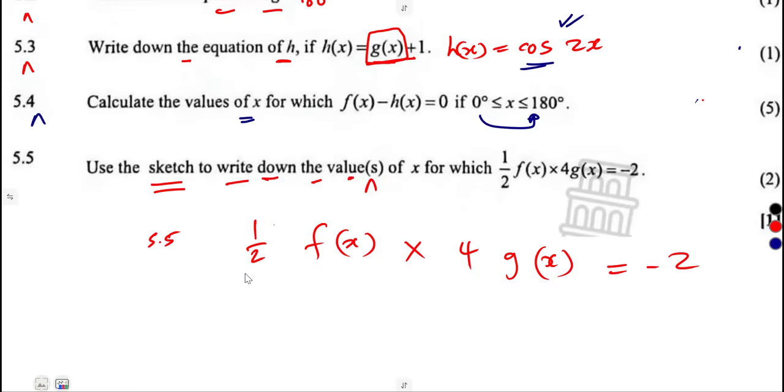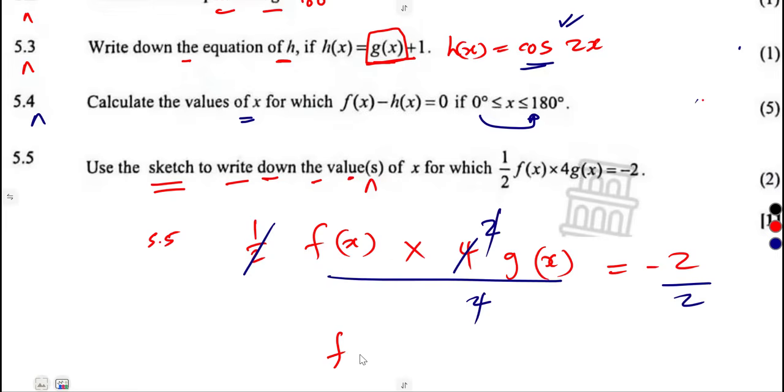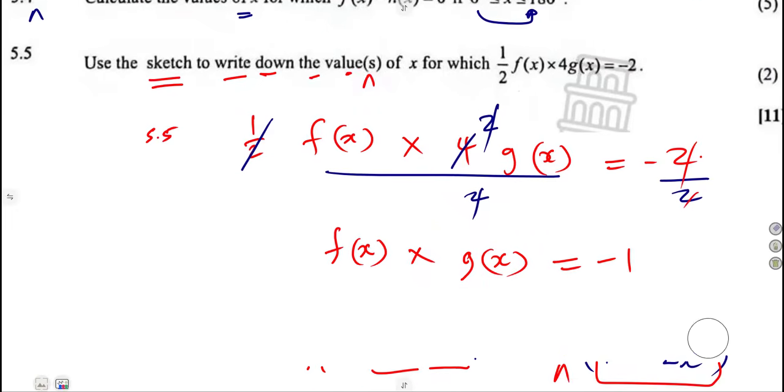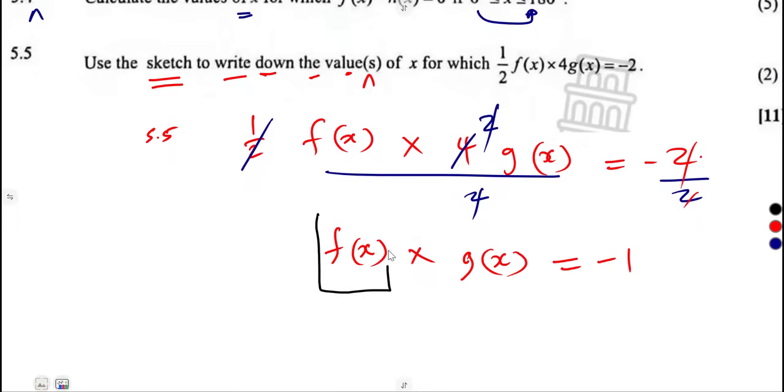Half of 4 is 2. Then we can divide by 2 on both sides, and this one cancels. So we are left with f of x multiplied by gx, which is equal to minus 2 over 2, that's a negative 1. So we need a condition where, when you take a value from f of x and multiply it by a value on the graph of gx, you must get a negative 1.